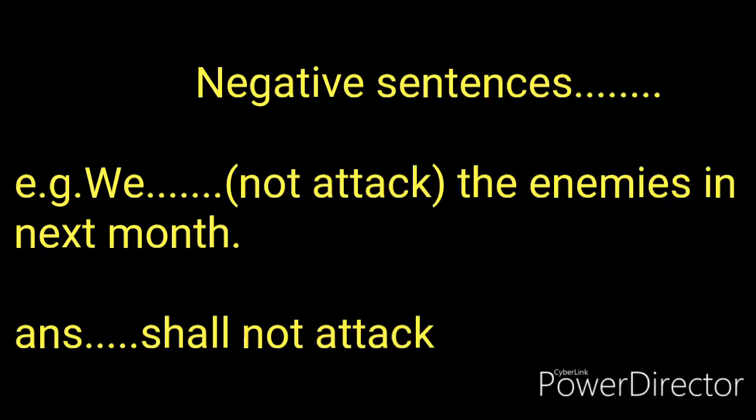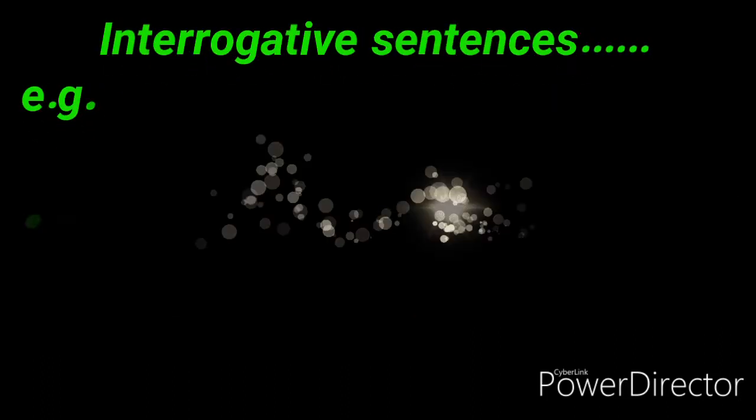Negative sentences. We blank not attack the enemies in next month. Next month is the time adverb of simple future tense. With we, that is the subject, we use shall. So the answer is shall not attack, because in brackets not has been given to us, so we use not after the first helping verb.